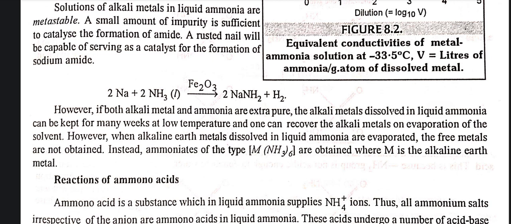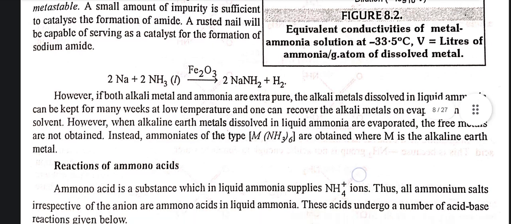However, when alkaline earth metals dissolved in liquid ammonia are evaporated, the free metals are not obtained. Instead, ammoniates of the type M(NH3)6 are obtained, where M is the alkaline earth metal.